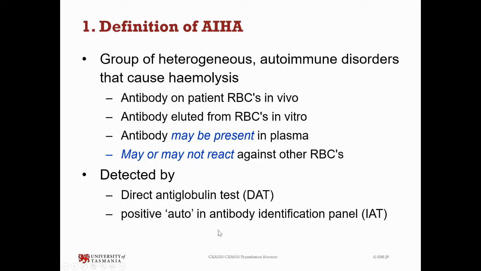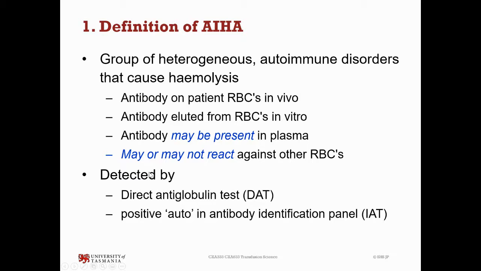Okay, yes, so that's how we can tell. If there's no antibody present in the plasma, we can see it from the positive auto in an antibody identification panel. Of course, if there's no antibody present in the plasma, I guess we're not going to have a positive screen, are we? And so in that case, you would do a DAT.